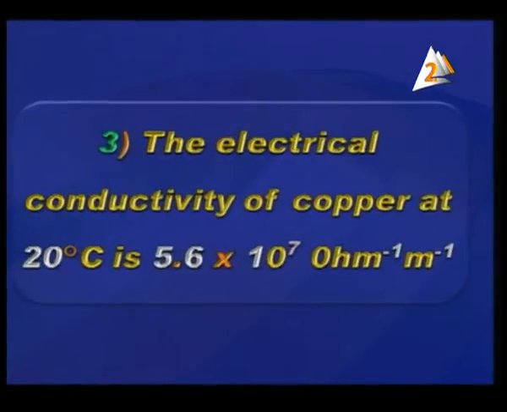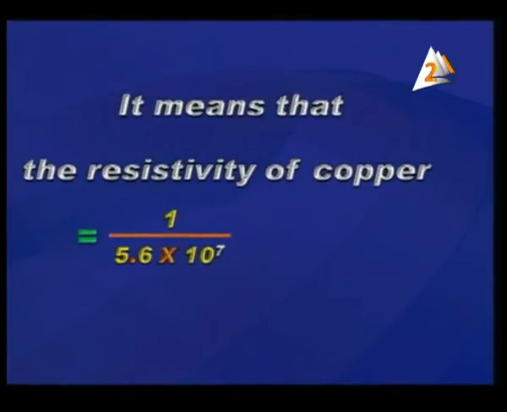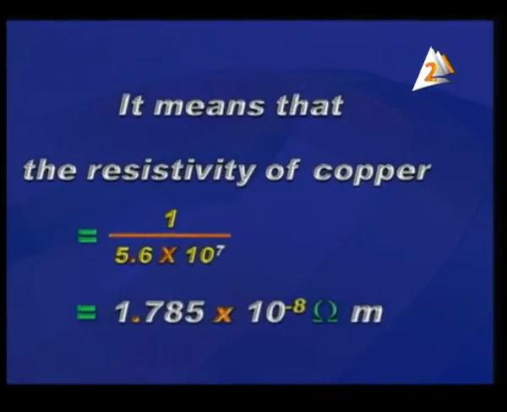What's meant by the electrical conductivity of copper at 20 Celsius is 5.6 times 10 to the power of 7 ohm negative 1 meter negative 1. Conductivity is given. We can convert it into resistivity. Resistivity is the reciprocal of conductivity, so it is equal to 1 over 5.6 times 10 power 7. It is 1.7 times 10 power negative 8 ohm meter.